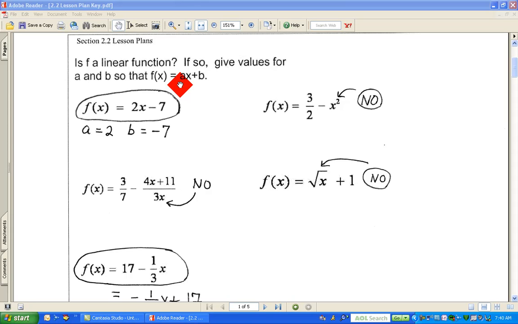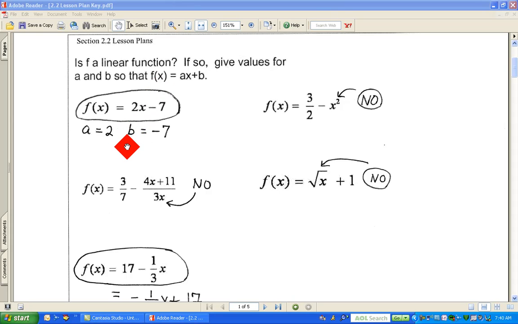But if you recall, the slope, which in this case is a, is always in front of the x, and the y-intercept, b, is in the back. And you can't answer slope or y-intercept until you have f of x alone. So let's look at this first function.